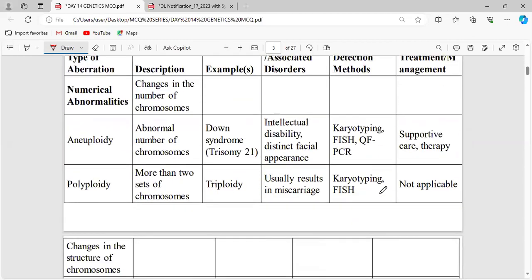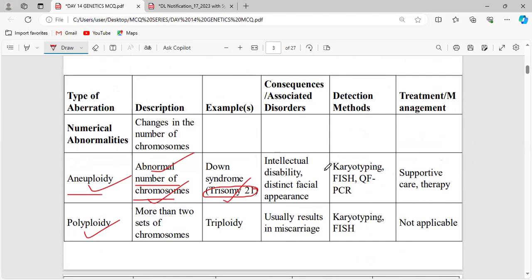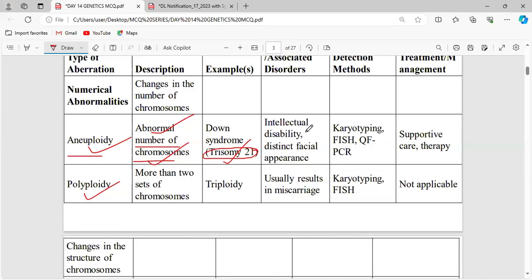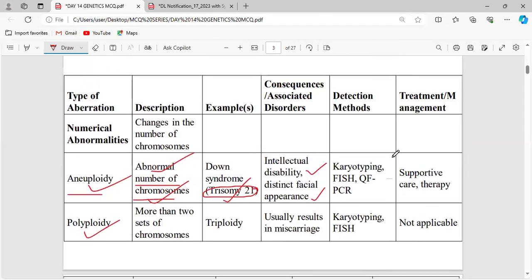What are the types of aberration? There are different types: aneuploidy and polyploidy. In aneuploidy, the number of chromosomes varies, that is, an abnormal number of chromosomes. For example, Down syndrome, which we call trisomy of the 21st chromosome. The disorders associated with Down syndrome include intellectual disability and distinct facial appearance. We can detect this syndrome with karyotyping, FISH, and qPCR. The treatment is supportive care and therapy.